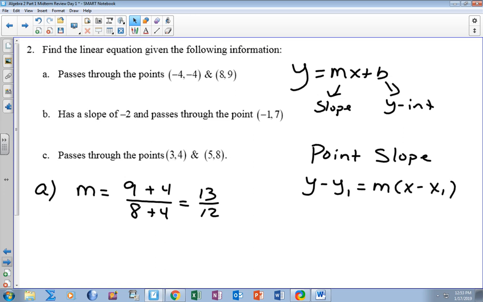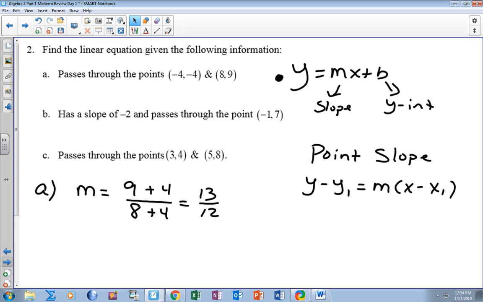Since we have multiple equations, I'm going to show you both methods to solve for the equation. We'll start with just substituting in. We'll use this method first. I'm just going to plug in 13 twelfths for my slope, for the m, and then pick one of these 2 points that they gave me. Do you guys want to use negative 4, 8, or 8, 9?